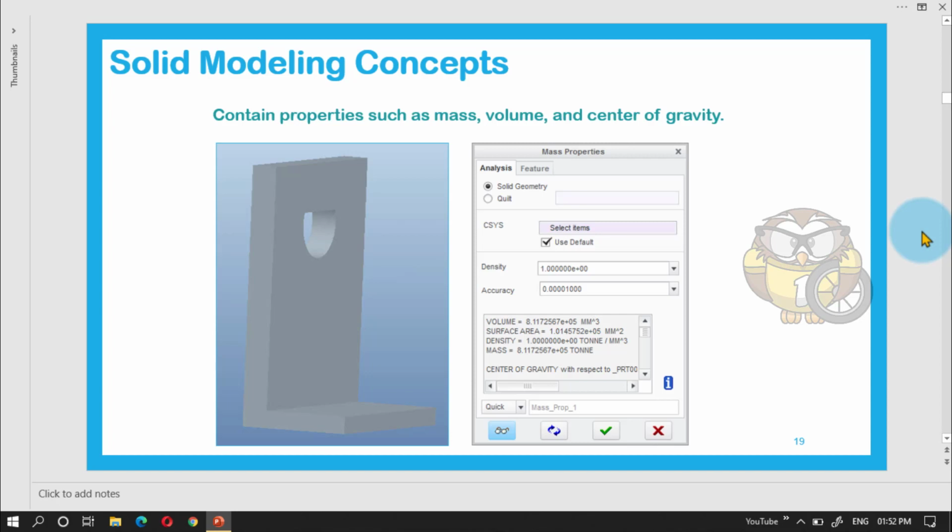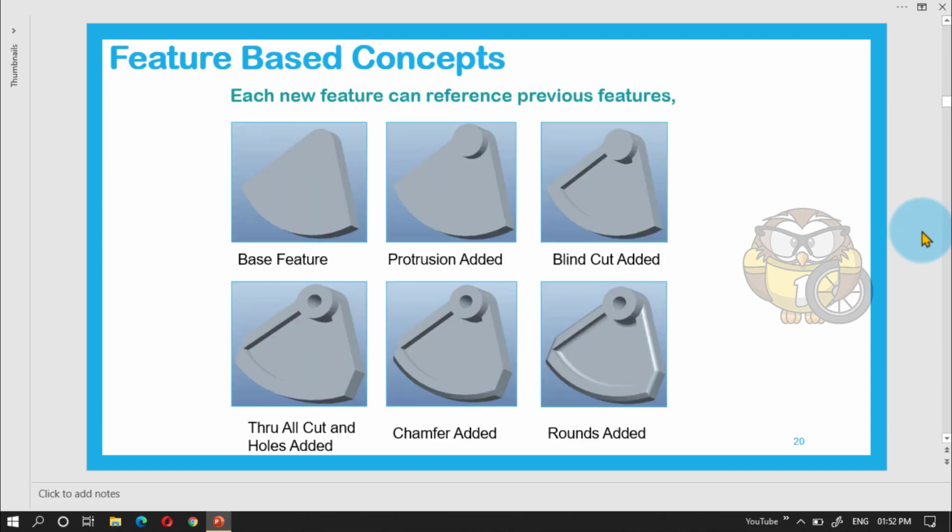So that is the solid modeling concept. Next one is the feature based concept. In Creo, every small feature is continuously added for every small change. See here, some pictures I placed here. The first one is the base feature. So this one is the very base.